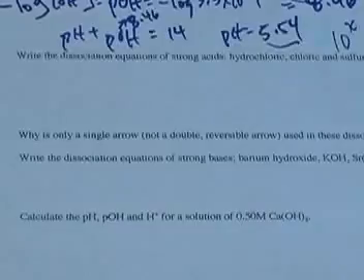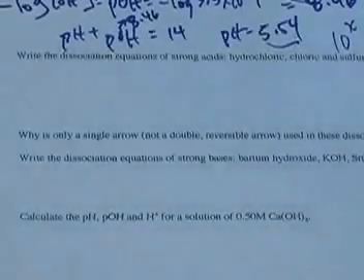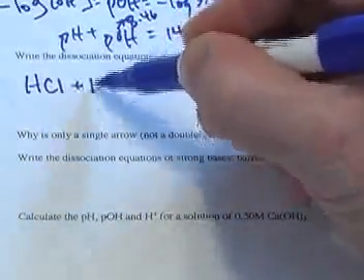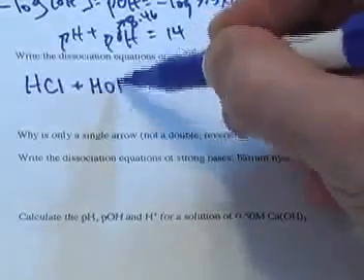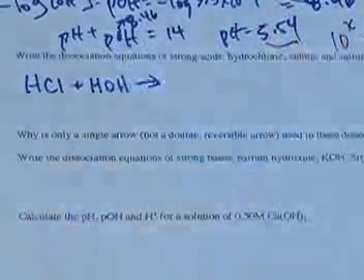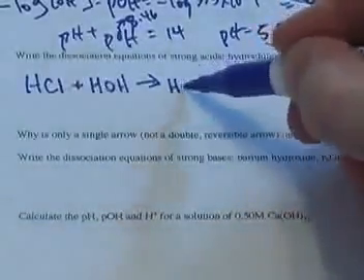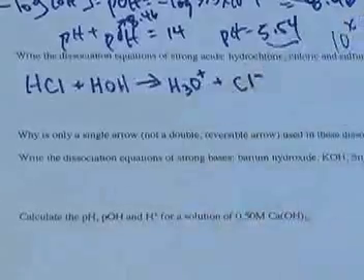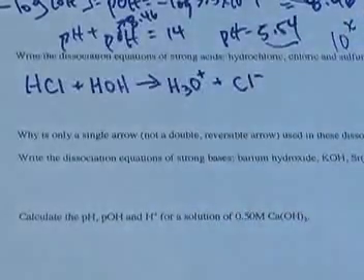Next, write the dissociation equation for strong acids: hydrochloric, chloric, and sulfuric acids. We'll do a couple of them. Let's start with hydrochloric. The dissociation equation for that, when an acid reacts with water, is to say that the acid will give its proton away to water, and water will act as a base, and it will form H3O plus, and it will form the conjugate base of hydrochloric acid, Cl minus.